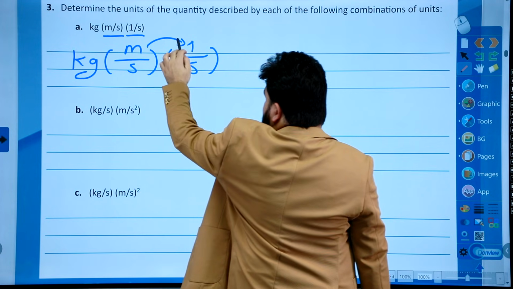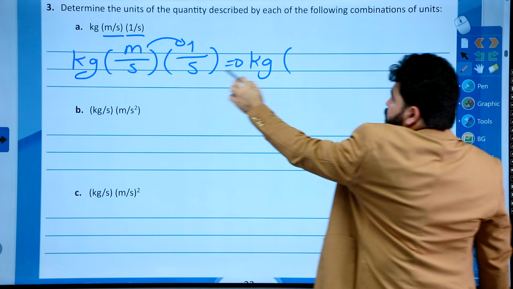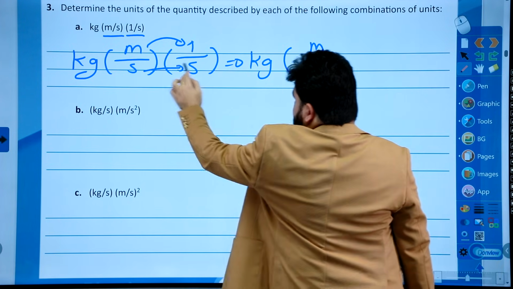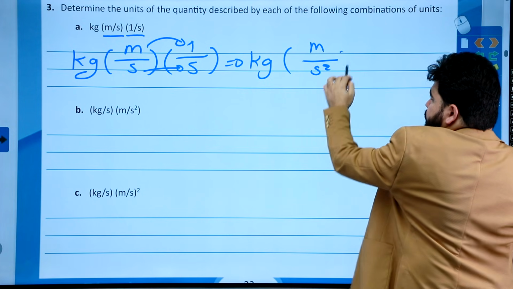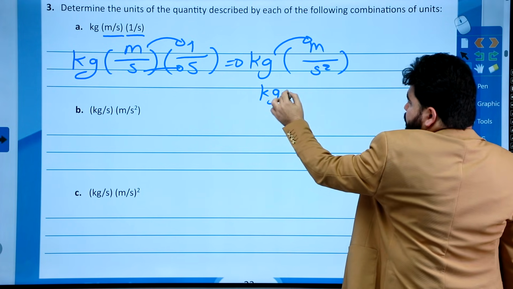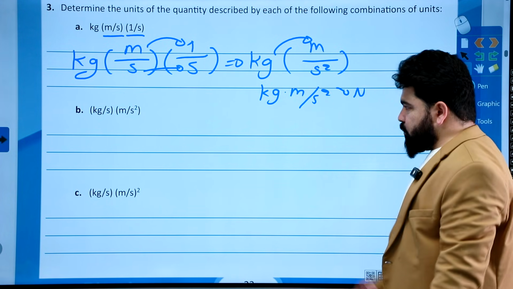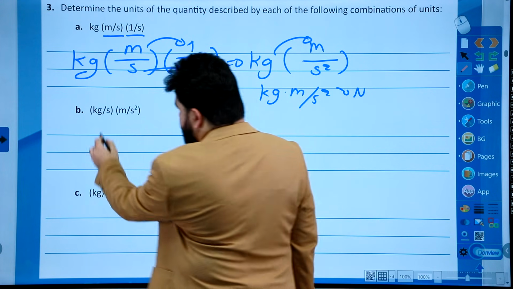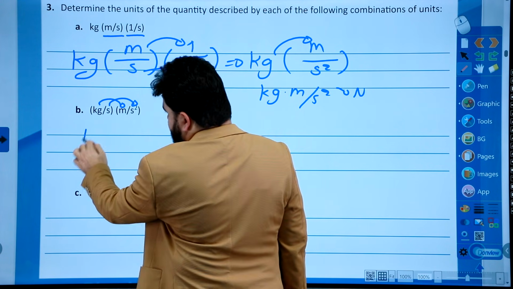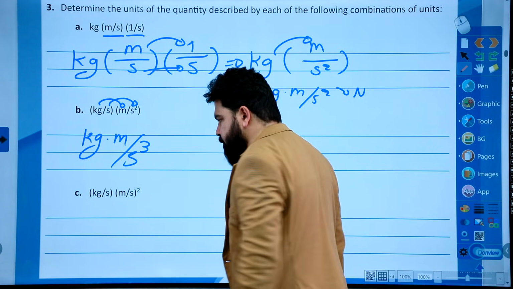So meter multiplied by this one, so you have what? You have kilogram, okay? And then meter multiplied by 1 is still meter. And then second multiplied by second is second squared, okay? And then kilogram multiplied by meter, you have kilogram meter per second squared. We studied that this one is what? This is Newton, be careful. This one, guys, you have what? You have kilogram multiplied by meter, and you have second multiplied by second. So kilogram meter per second cubed, okay?